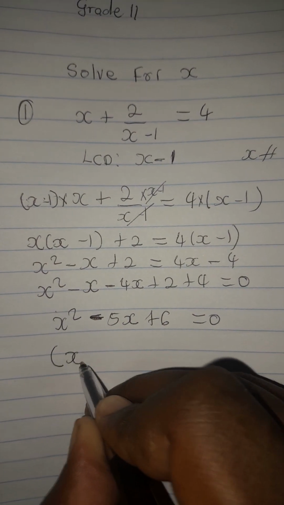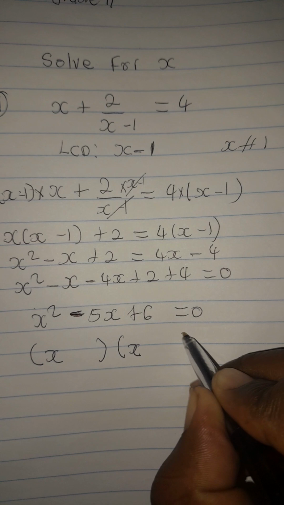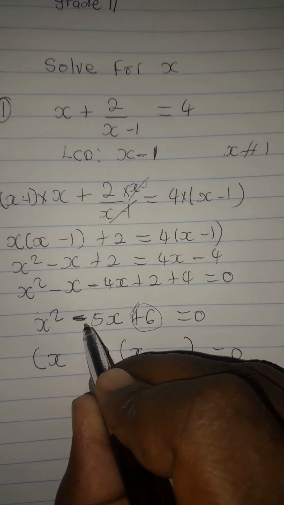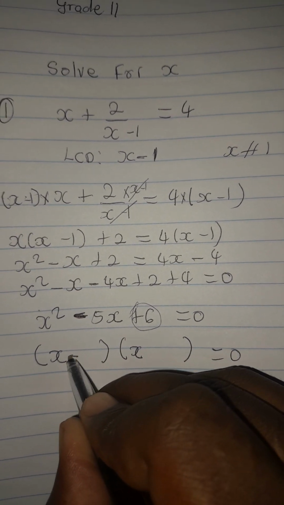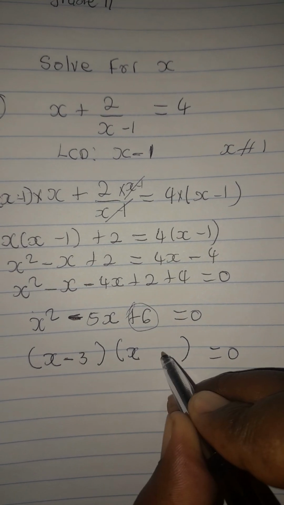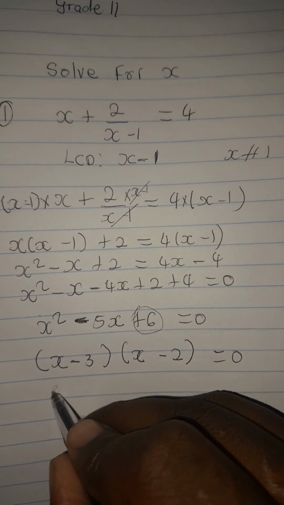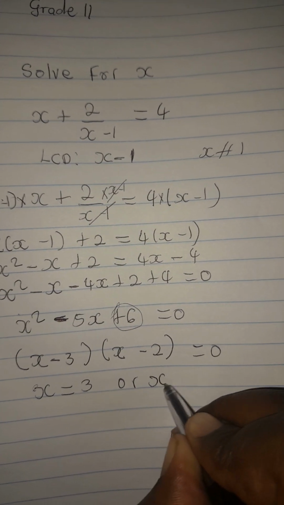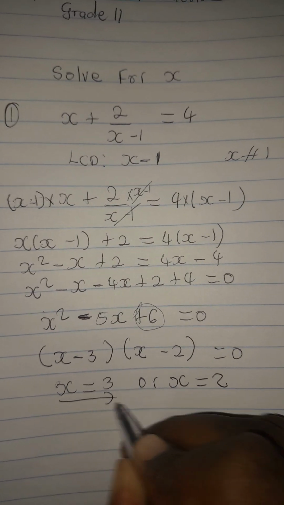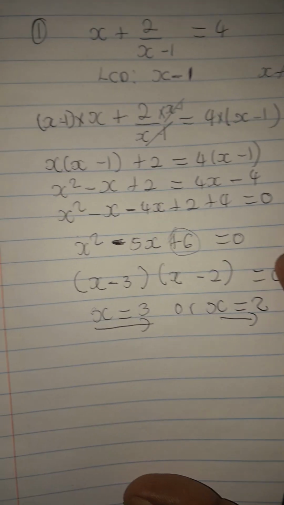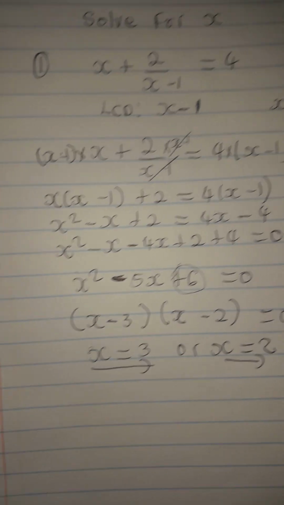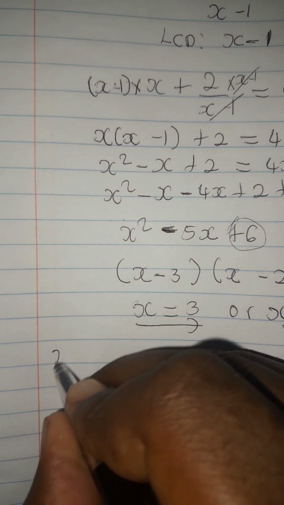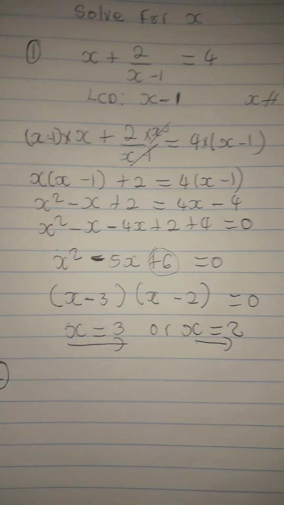So let's factorize. x and x, equated to 0. Since our last term is positive, they will take the sign of the middle term. Both will be minus. So we're going to have negative 3 and negative 2 there. When we equate everything to 0, we are left with x is equal to 3 or x is equal to 2. So those are the solutions of the first equation. Okay, so we are not done. Let's do number 2. Right, we'll work this one out.